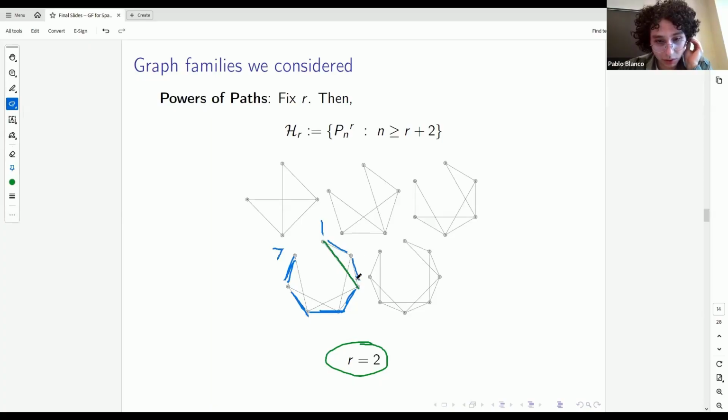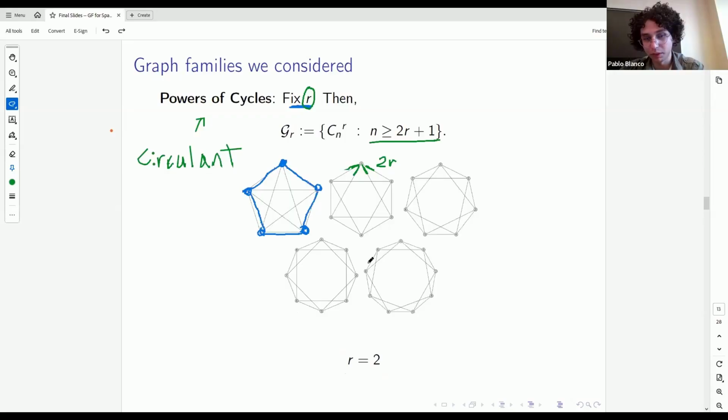So 1 is adjacent to 3 because I can take this path in blue, and it's adjacent to the one next to it. And you keep going around like before. But this time 7 and 1 aren't next to each other because you'd have to take this really, really long path. And it's important to note that these powers of paths are a subgraph of the powers of cycles. It kind of makes sense that they would be.